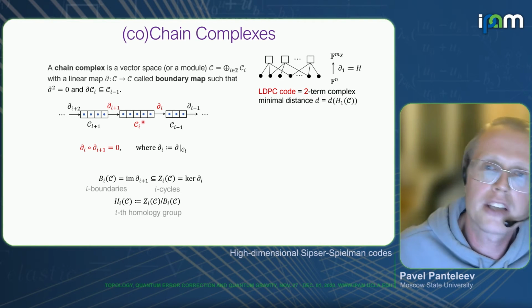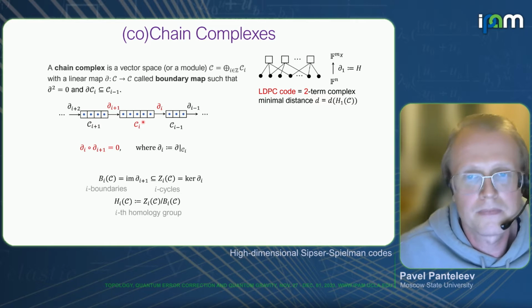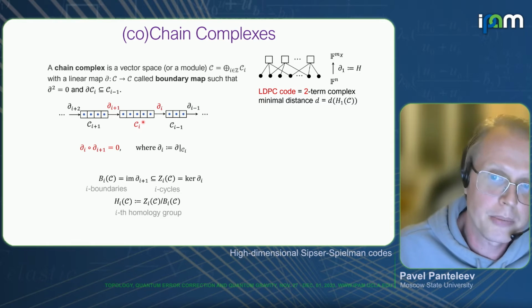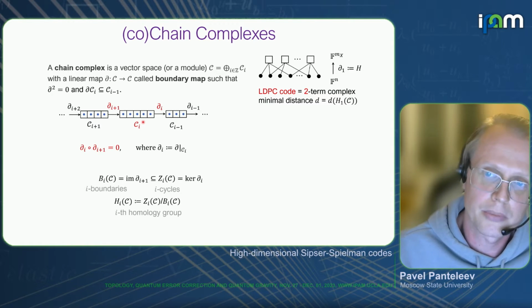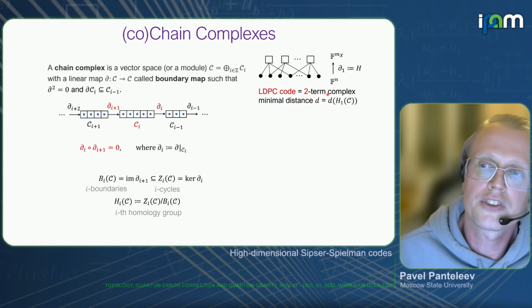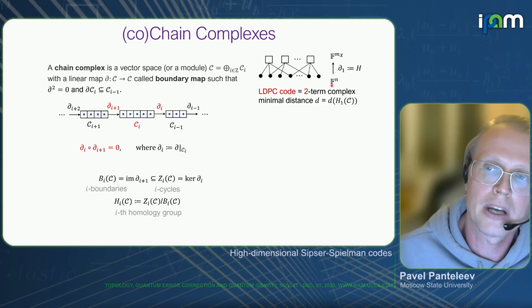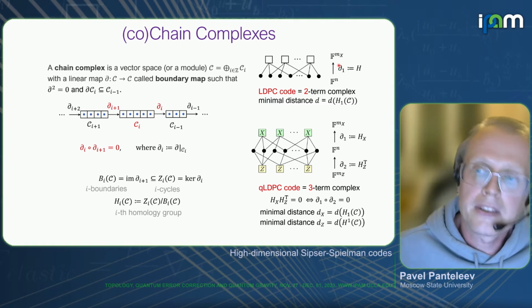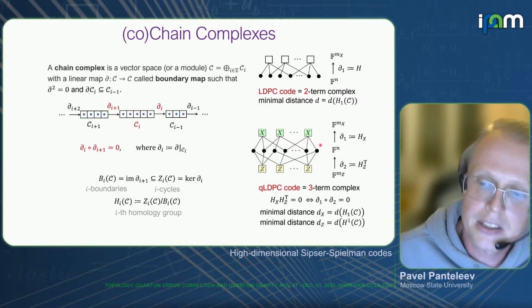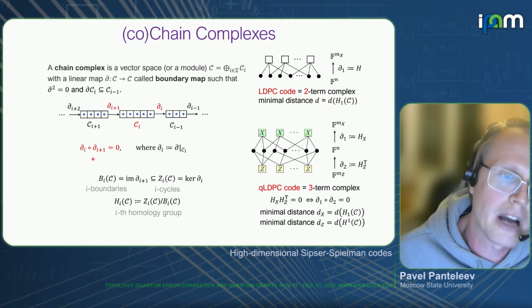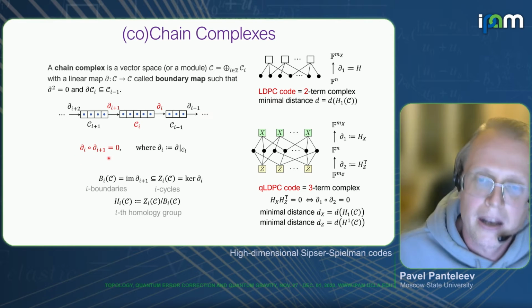And why are chain complexes so important for LDPC codes? Because they can be considered as a generalization of both classical LDPC codes and quantum LDPC codes. So a classical LDPC code can be just viewed as a two-term chain complex, where one term corresponds to bits and another one corresponds to checks. And a quantum LDPC code can be viewed as a three-term complex. And this CSS condition that we have is exactly the same condition that we require for a chain complex.